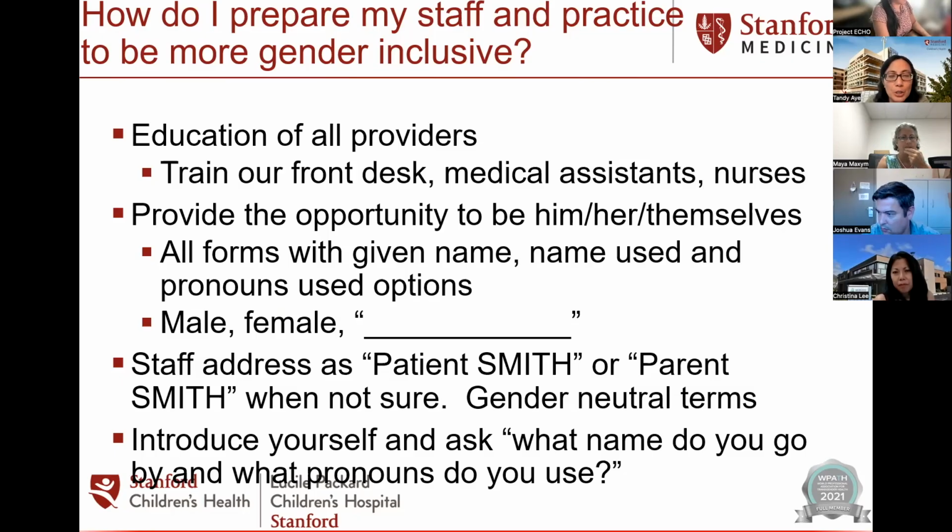The way I like to help open the door is, when I go into the room, I'll introduce myself first so that the onus is on me. I'll say, hi, I'm Dr. A. I use she, her pronouns. And then I will ask, what name do you use? What name do you go by? And what are your pronouns? That totally just opens it up. And I do this for all my patients.